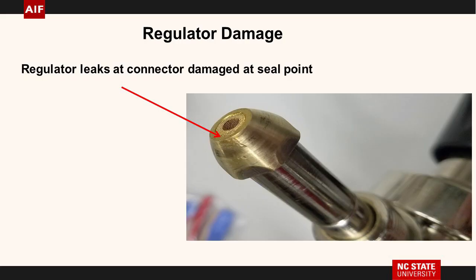The regulator has a little connector on it. Those are actually precious. That's where your seal is. Even a little dent in it means it will no longer seal properly. And there won't be any Teflon tape at any time on the regulator.